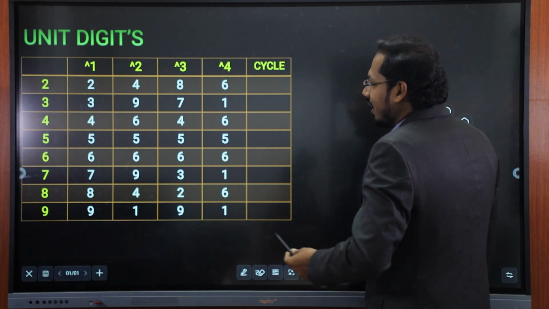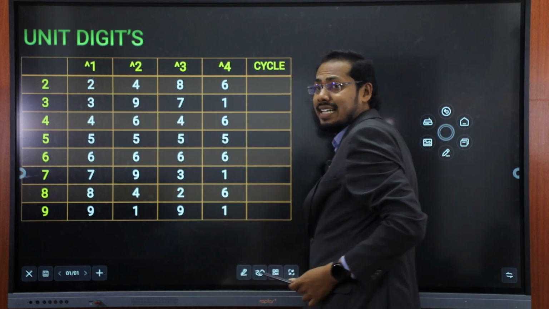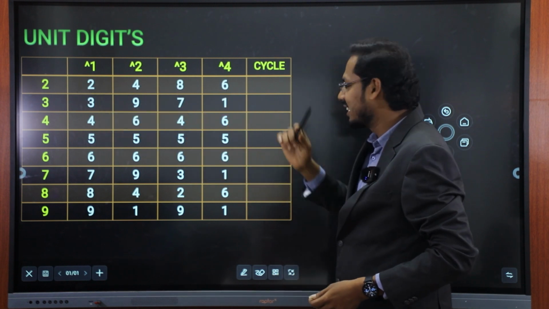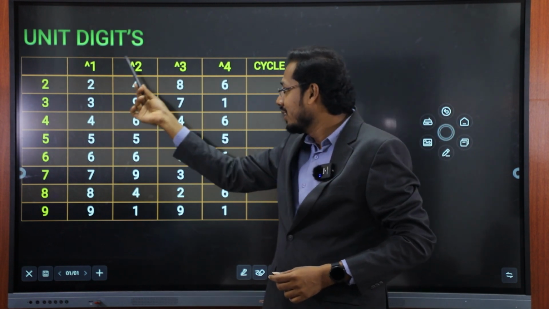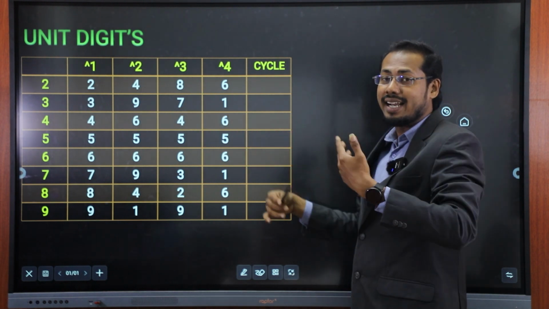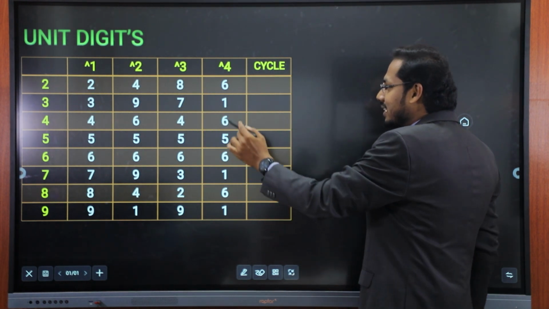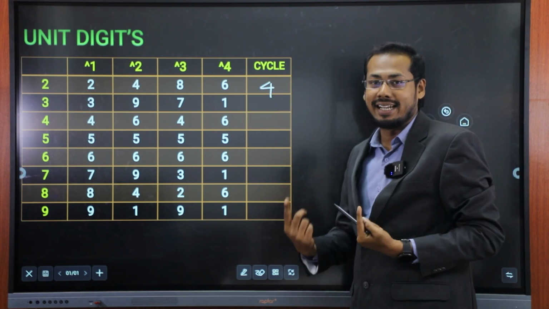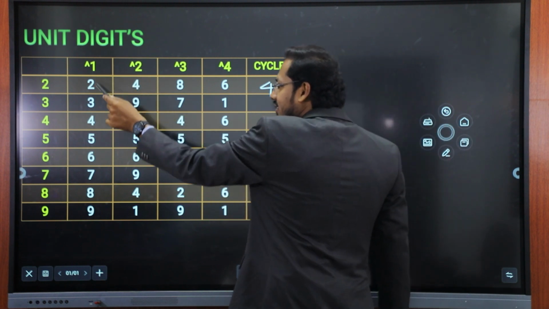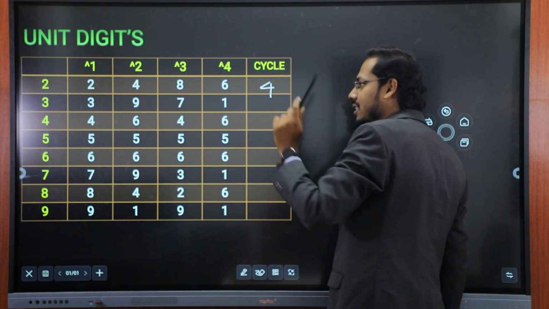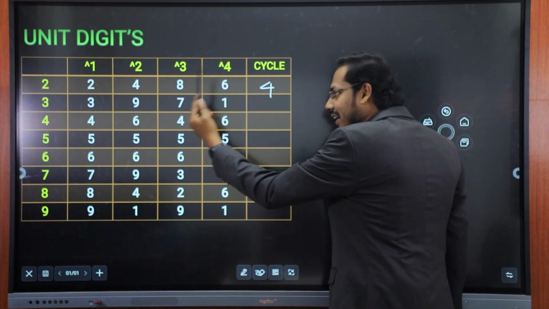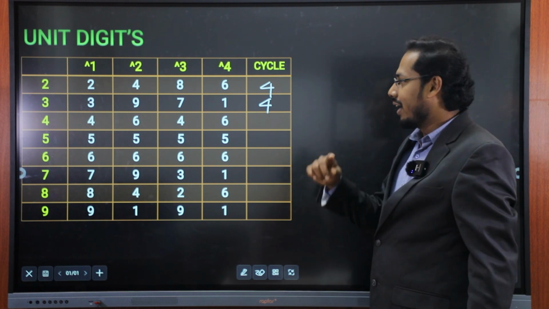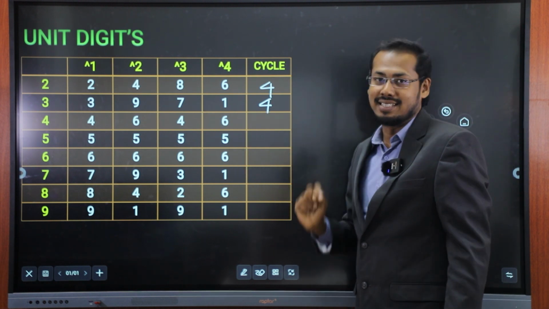So first, for the 2 table, 2 power 1 is 2, 2 power 2 is 4, 2 power 3 is 8, 2 power 4 is 16, 2 power 5 is again 32, then 64, then 128. So again and again we get the same cycle. So the cycle for the 2 table is 4. Those 4 numbers will come again and again. For the 3 table, 3 power 1 is 3, 3 square is 9, 3 cube is 27, then 81, again ending with 3, 9, 7, 1. So we got the same cycle. For every 4 powers you get the same answers.